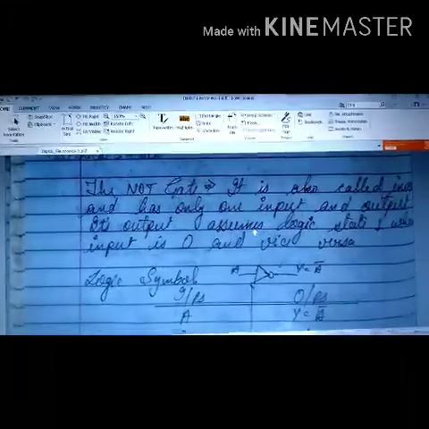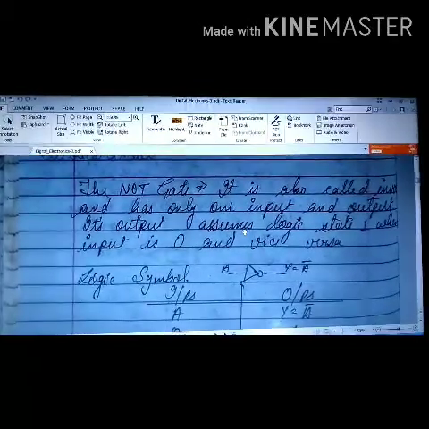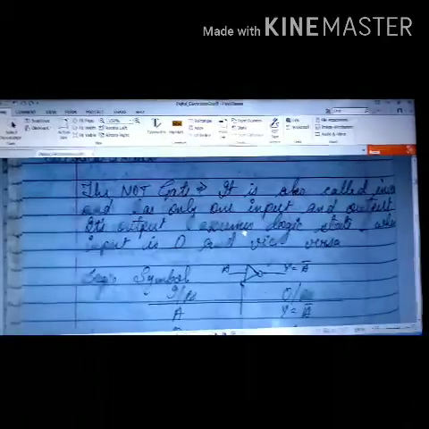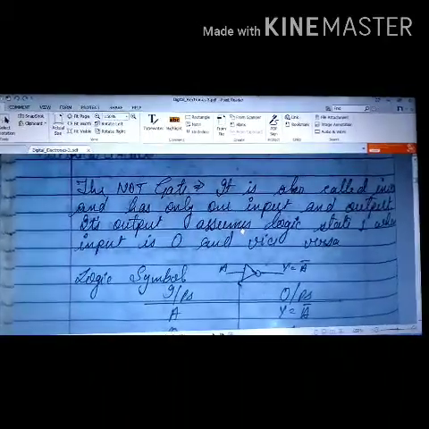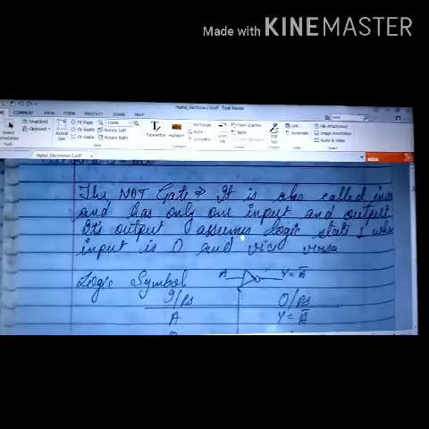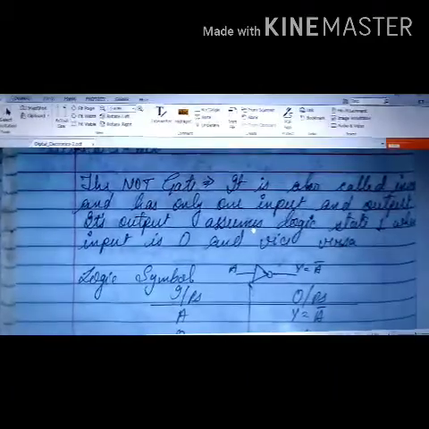Okay. Third gate is NOT gate. This is another category of basic gates. It is also called an inverter and has only one input and output. So this is the only gate which has single input and single output. Its output assumes a logic state 1 when input is 0 and vice versa. So whatever is at the input, output will be opposite to that.